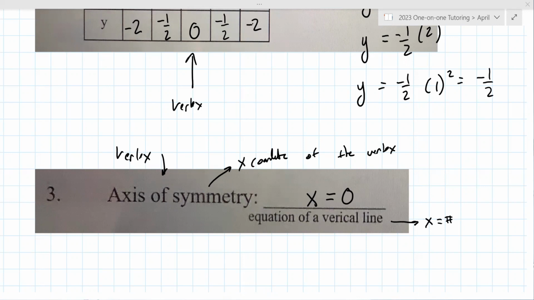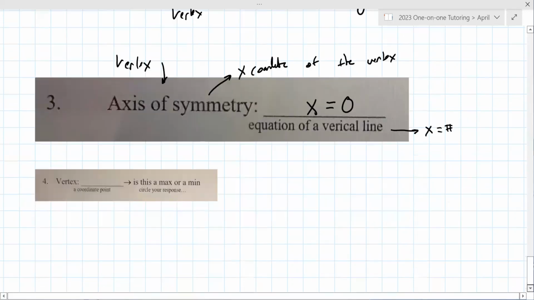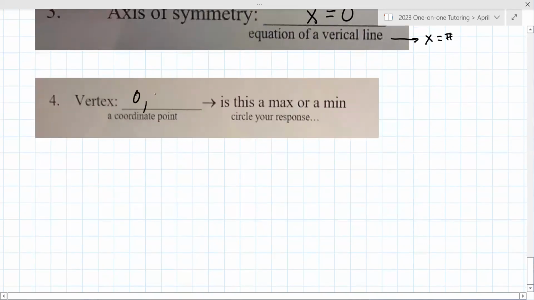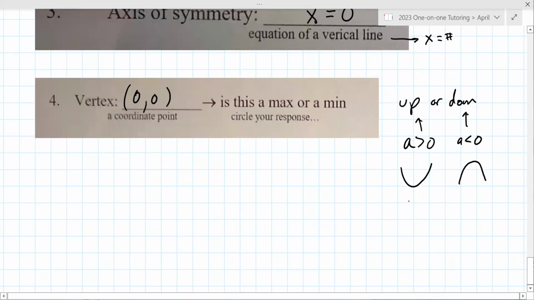Number 4. We have the vertex, and I've had you find the x and the y value. The min or max is based on whether it opens up or down, which comes from the value of a. A is the leading coefficient. If a is greater than 0, it opens up. If a is less than 0, it opens down. If it opens up, it has a min. If it opens down, it has a max. So there's a progression: does it open up? It does, because a is greater than 0, so it looks like this, which means it has a min. There's a lot of transitive property here, this leads to this, leads to this.